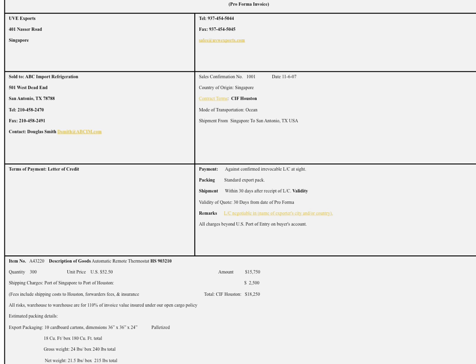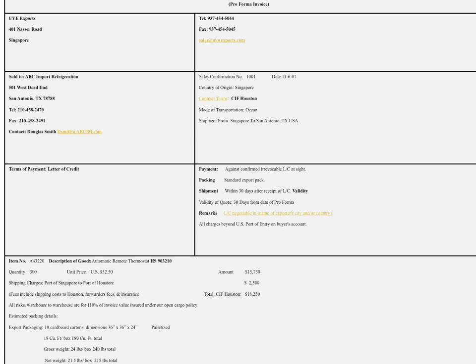Here is a sample pro forma invoice. The invoice includes information about the importer and supplier, as well as terms of payment, in this case a letter of credit. It also includes country of origin, which in our example is Singapore. Then it begins outlining details. Notice contract terms list CIF Houston, Texas.